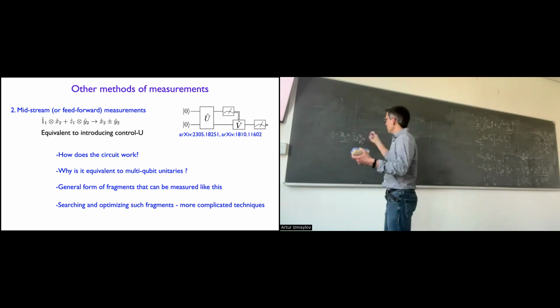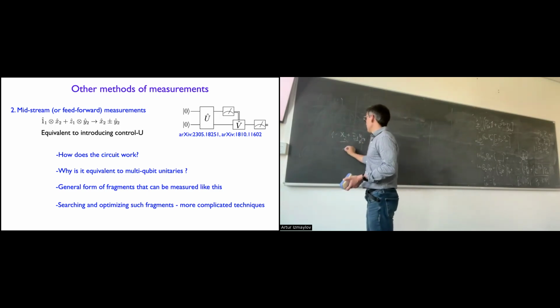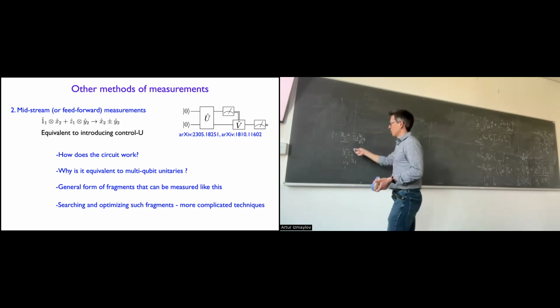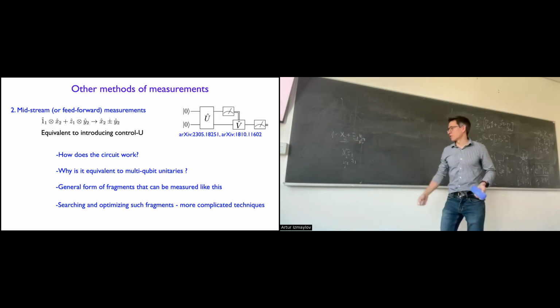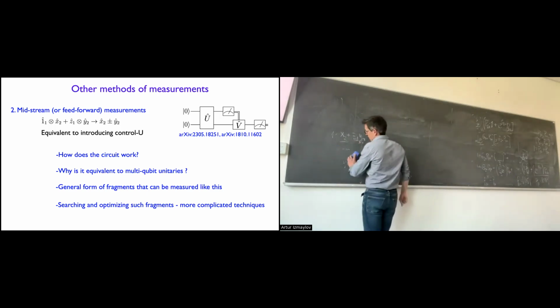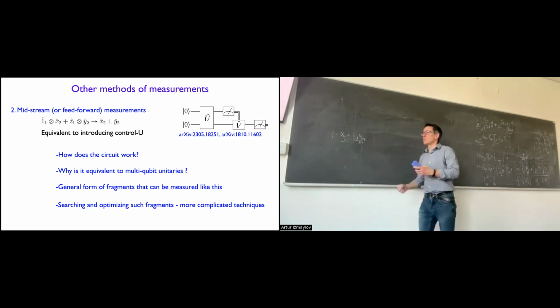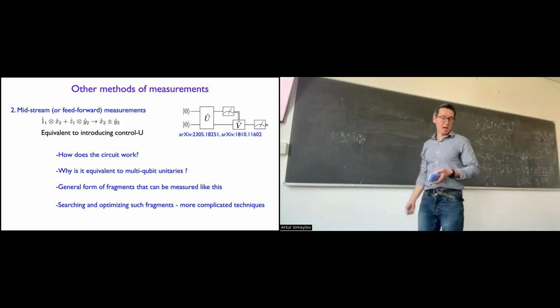Right. So if you don't do that, the only sort of fragment you could measure is essentially not a sum; you would need to have either X2Z1 or Y2Z1, and you cannot have a sum like this. So that's just increasing what sort of fragments we can measure. Okay.